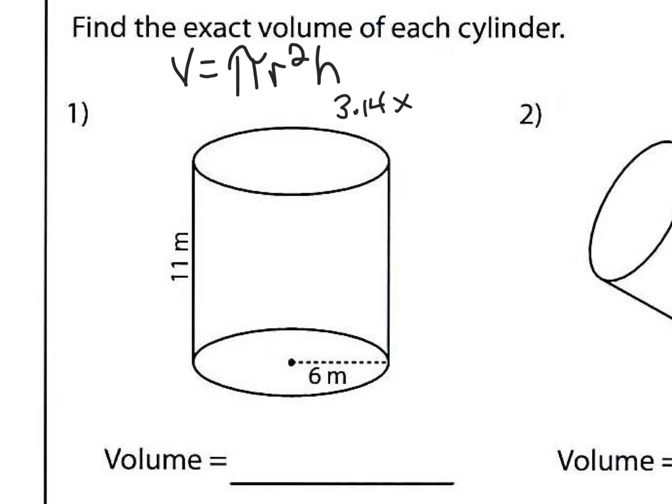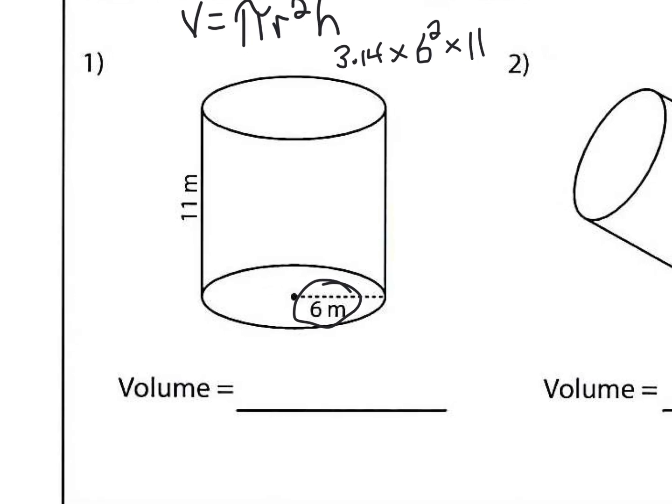times the radius squared. Again, the radius is the measurement from the center of the circle to the outside. So we're going to take that times 6 squared. Remember, when you type in the 6, then you hit the x squared button. And then we're multiplying that by the height, which is 11. So in my calculator, I type in 3.14 times 6 x squared times 11, and I get a value of 1243.44.